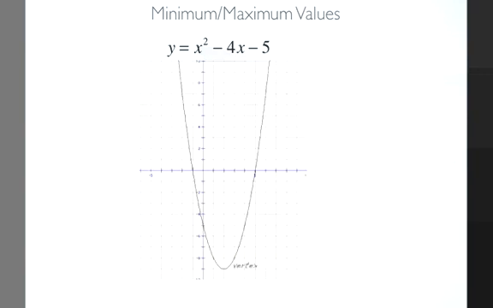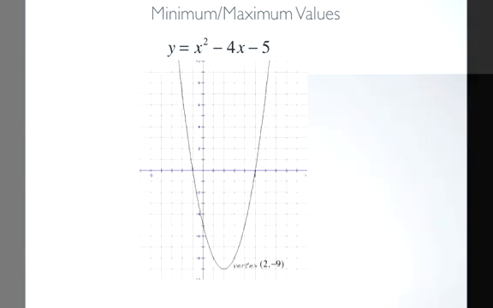Now let's look at minimum or maximum values. Again, we'll be looking at our quadratic expression y equals x squared minus 4x minus 5. Here's the graph. We've identified the vertex, the axis of symmetry, the x-intercepts, and the y-intercept.